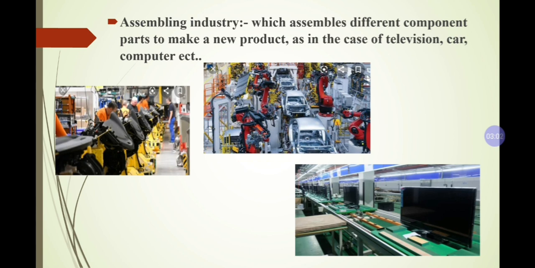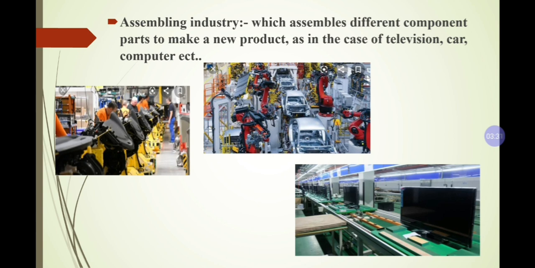Next is an assembling industry, which assembles different component parts to make a new product, as in the cases of television, car, computer, etc. See, this is an assembling industry where your vehicles are being assembled from the collection of different parts.